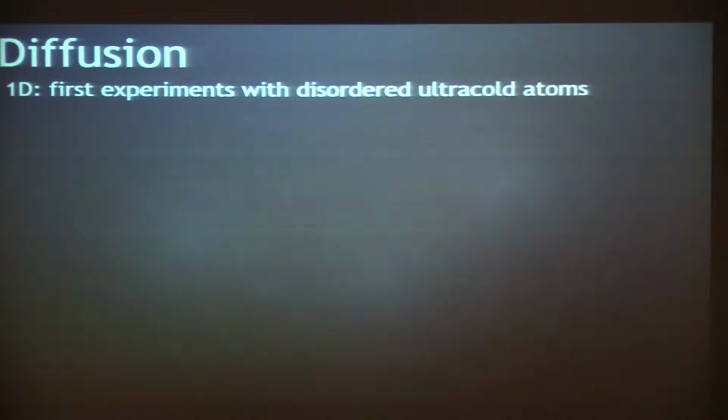Okay, so the first experiments with disordered ultracold atoms were in 1D, where diffusion was measured. And I should warn you, the earliest experiments were by Urbana's group and Guscio's group and Espé's group. Urbana stopped working on disorder very early on, so a lot of the early results are from Guscio and Espé.